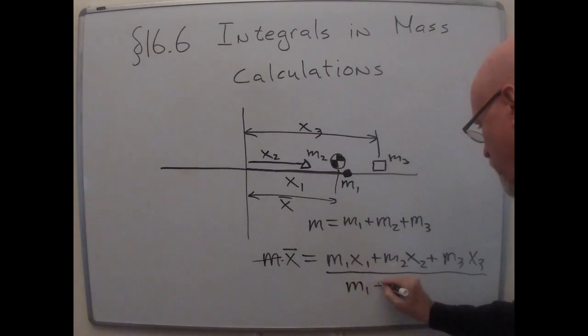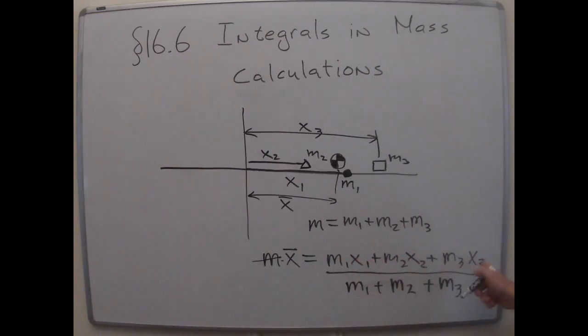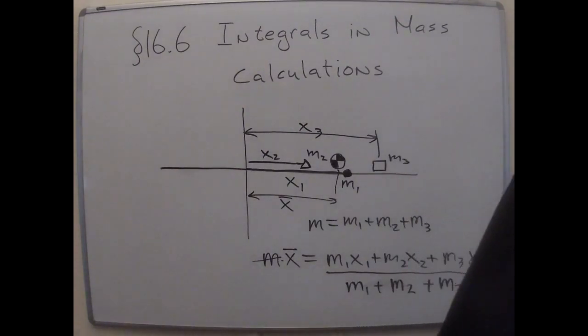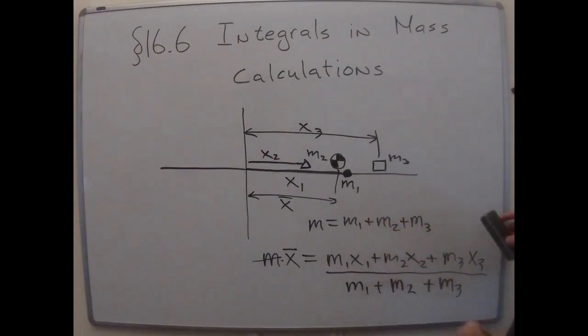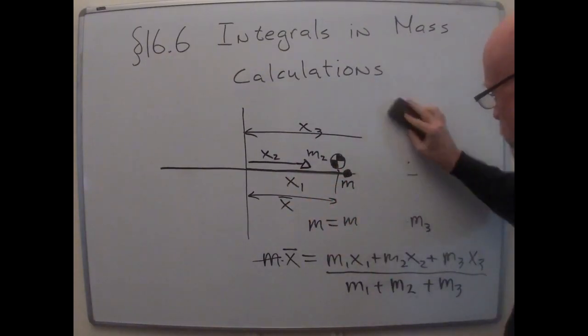In fact, that's maybe a nice way to write it out: the sum of the moments over the sum of the masses, because you see a certain parallelism between what's in the numerator of this fraction and what's in the denominator. The numerator is the sum of the moments. The denominator is the sum of the masses. Maybe we should do a quick calculation of this sort with some actual masses involved.